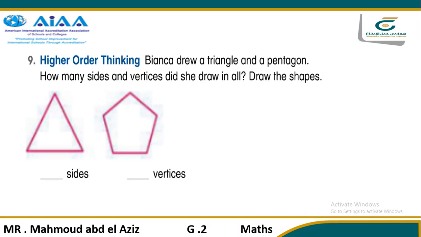You know a triangle has 3 sides. So we have here 3 sides. What about pentagon? Excellent. In pentagon we have 5 sides. So we have 3 here and 5 here. So 3 plus 5 equals 8. So we have here 8 sides. What about vertices? In triangle we have 3 vertices. And in pentagon we have 5 vertices. So 3 plus 5 equals 8. So you will write here 8 sides and 8 vertices.